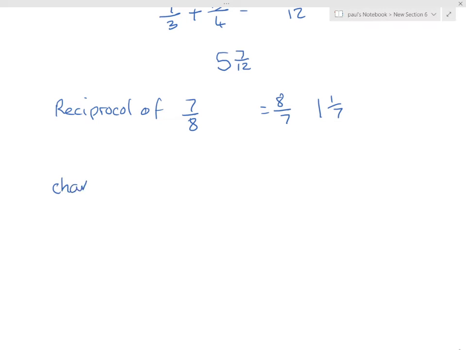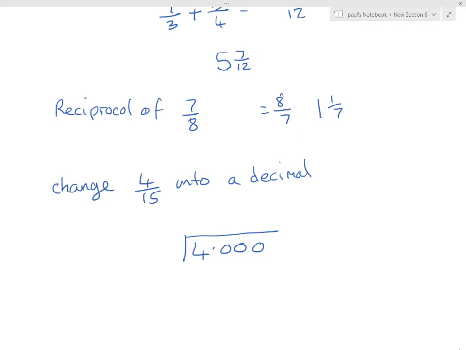Then we did something quite different. Change 4/15 into a decimal. Now, it's 4 divided by 15. It's a bit awkward number, yeah? So let's do 4. And I'm going to put some zeros in there to help us. So 15. 15s into 4 don't go. 15s into 40 go 2, because 2 15s are 30. I've got 10 left over.